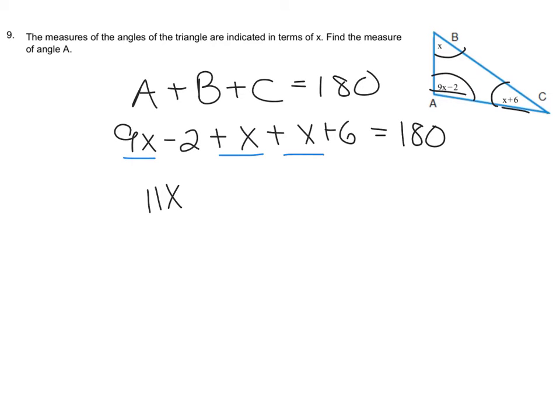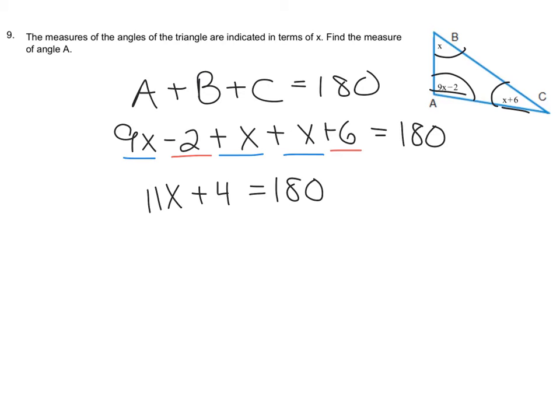Now I'm going to combine my constant terms. This is the negative 2 and the positive 6. Remember, you always take the sign that's in front of the number. A negative 2 plus a positive 6 is a positive 4. So now my equation is 11x plus 4 equals 180.